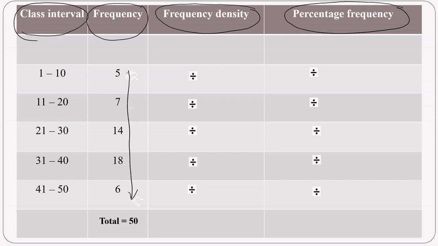Next, we need to calculate frequency density. We have a formula: class frequency divided by width. So we need to calculate class frequency. How to find class frequency? Lower limit, as I told you, minus 0.5, upper limit plus 0.5. So we need to determine the class boundary. Then we need to find the width. Let me take the eraser and erase these so that you can understand.